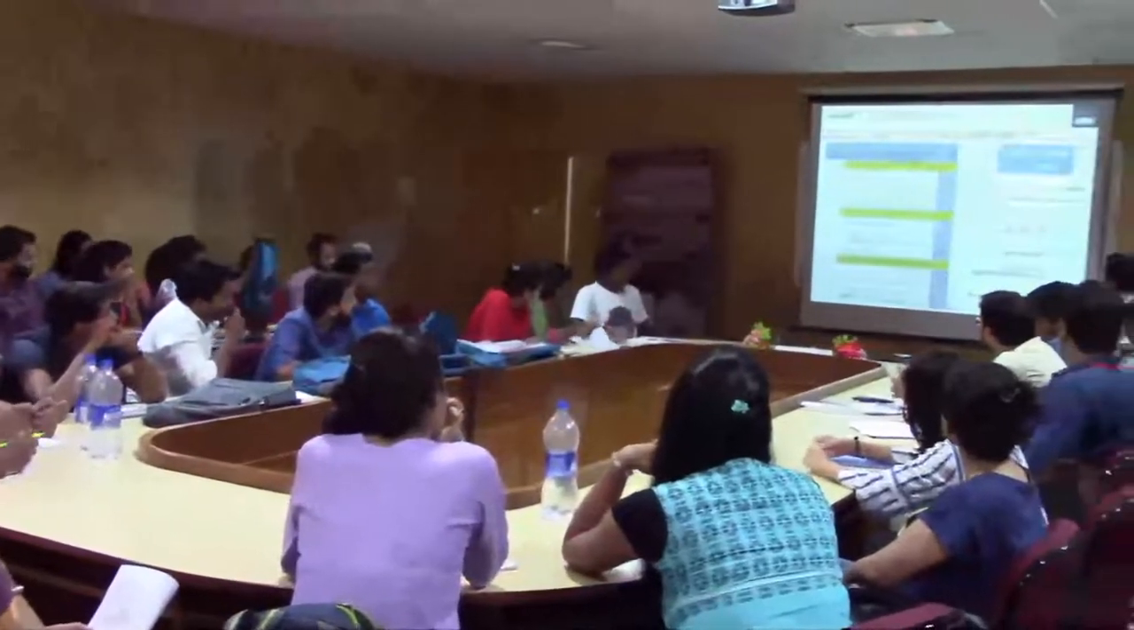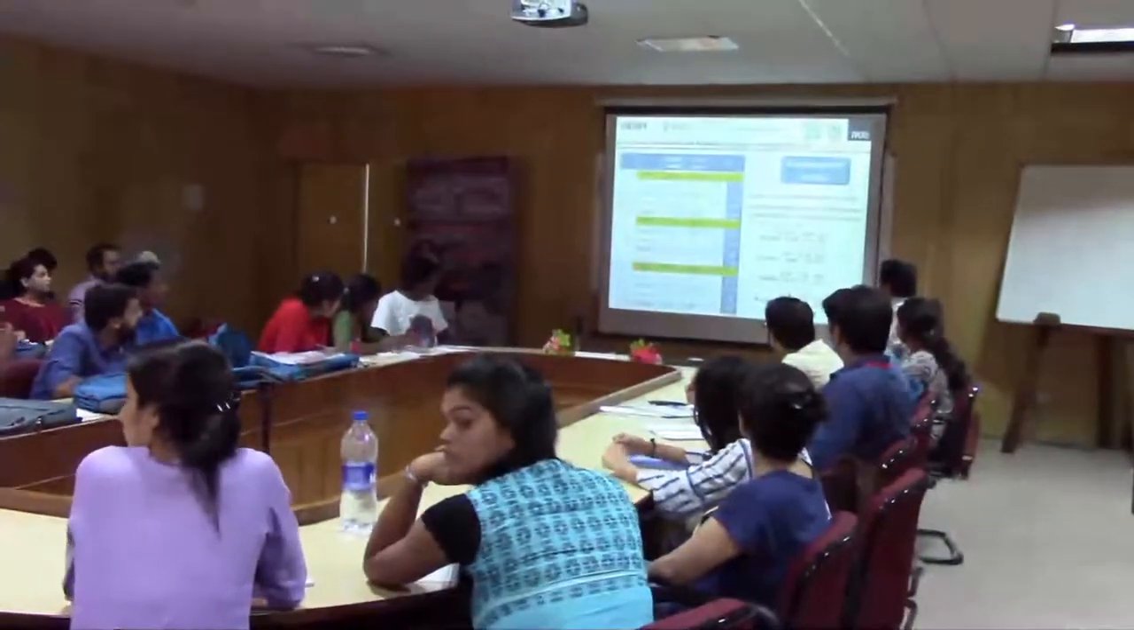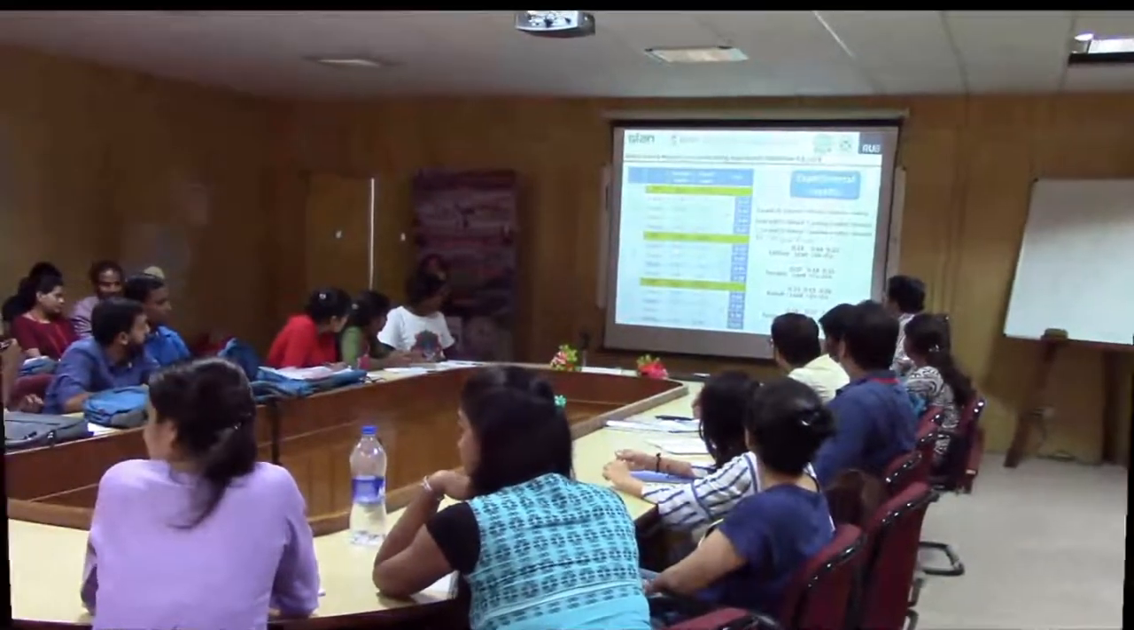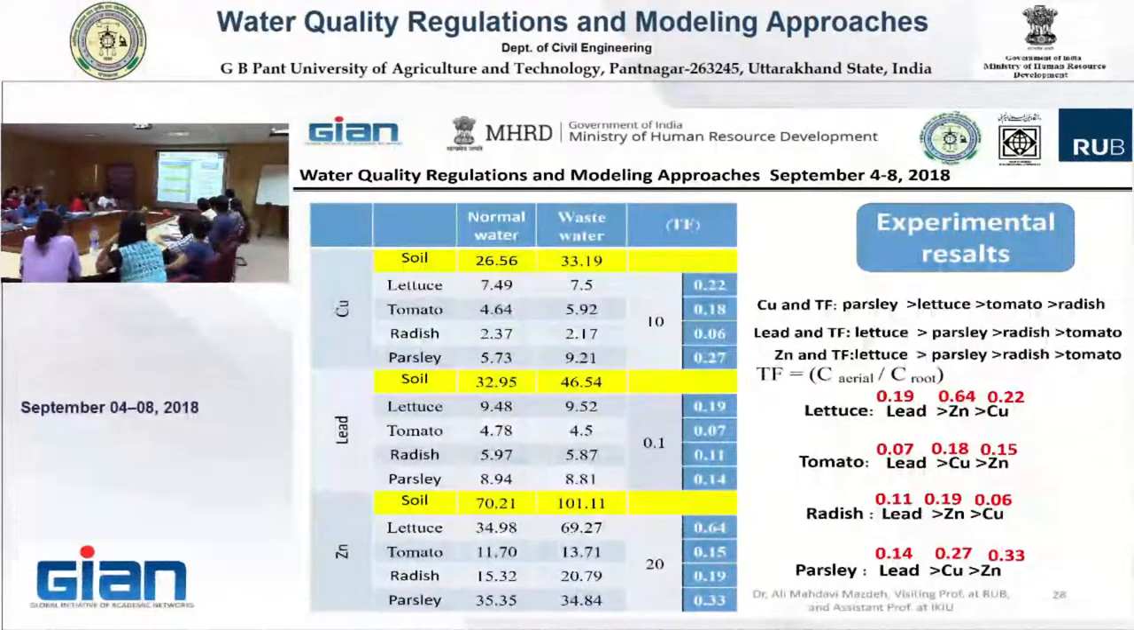And the plants, we were discussing the result of the experimental part: Cu, lead, and Zn. As we can see about the Cu, here we have which plant has the most transportation factor, and as we will see, parsley has the most transport factor for Cu, and radish has the minimum transportation factor. So it shows that if the soil is polluted with Cu, it's better to use radish or other things.